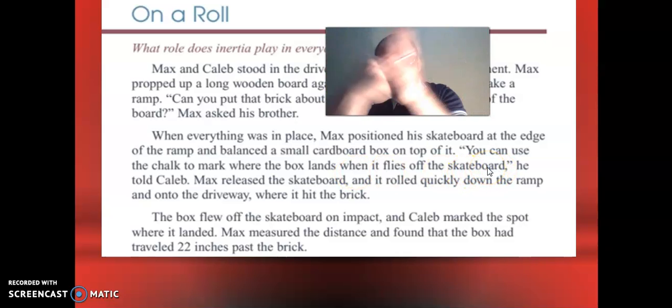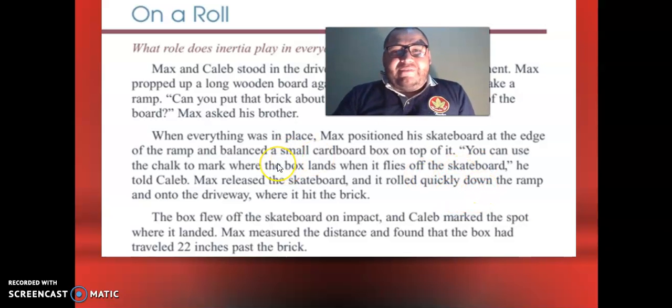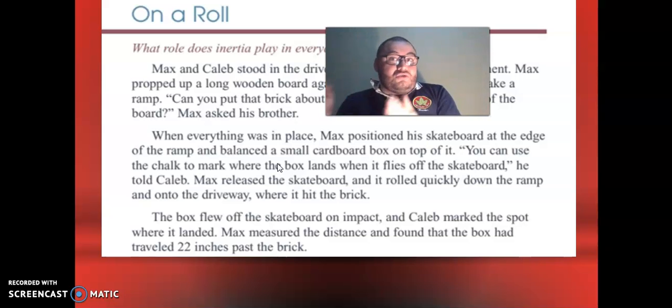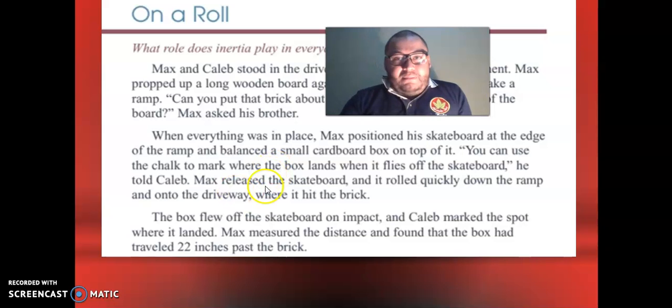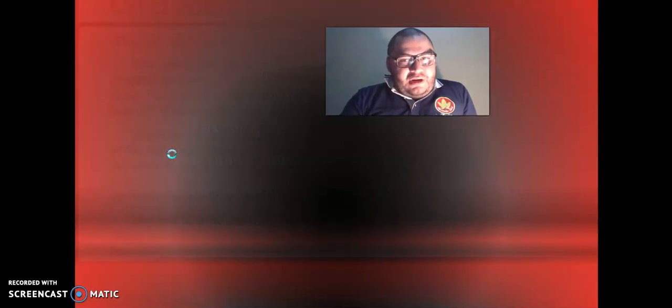So I was talking about when we stop the movement of something, and the things that are inside fly or move by inertia. The video explained very well about these movements, and it depends on the weight and the speed how this thing is going to move when it receives the impact, or in this case, when the movement stops. If you see this experiment, the box flew off the skateboard on impact, and Caleb marked the spot where it landed. Max measured the distance and found that the box had traveled 22 inches past the brick. So let's see more about the experiment.